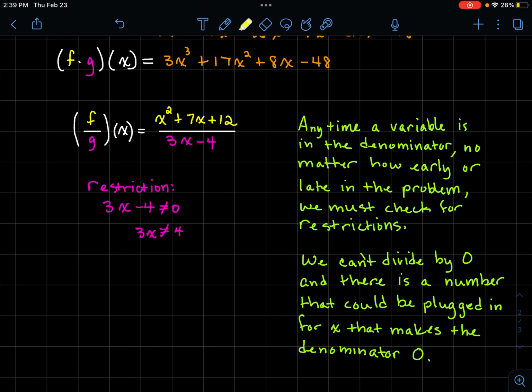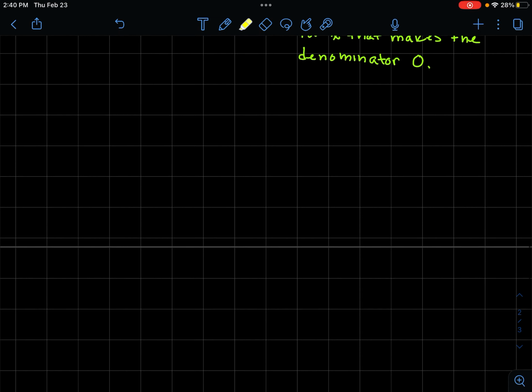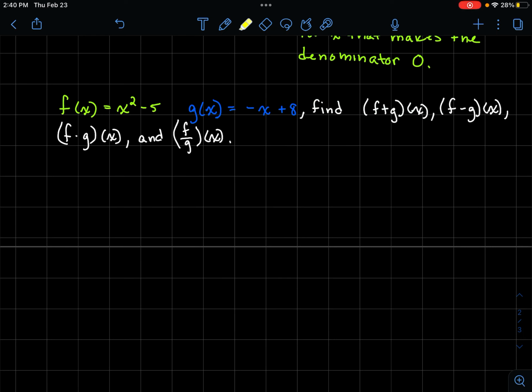So I find my restriction, I take what's on the bottom, 3x minus 4, make it not equal to 0, and just solve it like an equation. So add 4 over, divide both sides by 3, therefore x cannot be equal to 4/3. What this is saying is if you were to go up to somebody and tell them, what are all the numbers that you're allowed to plug into this f divided by g of x function? Well, you're allowed to plug in any and every number you want, just skip over 4/3. That's what that means.